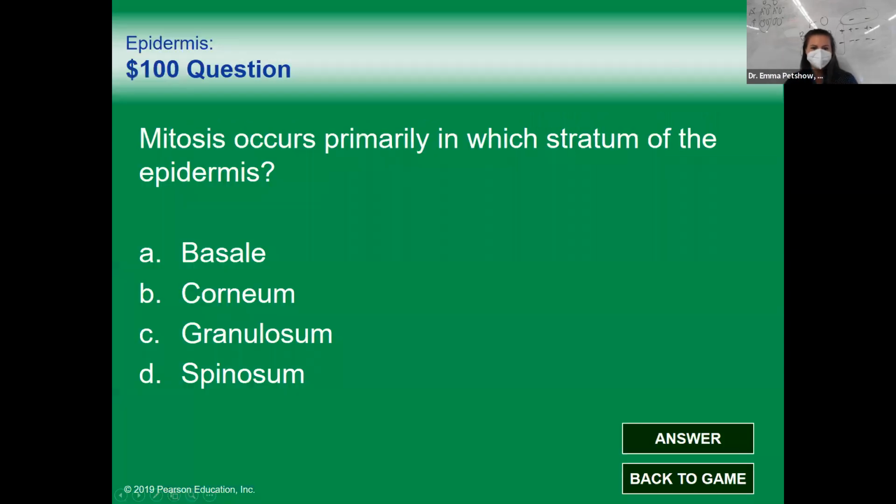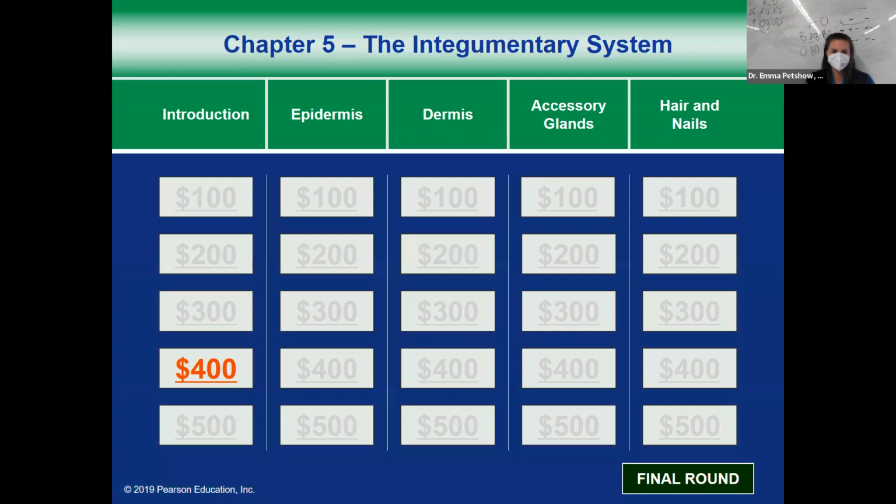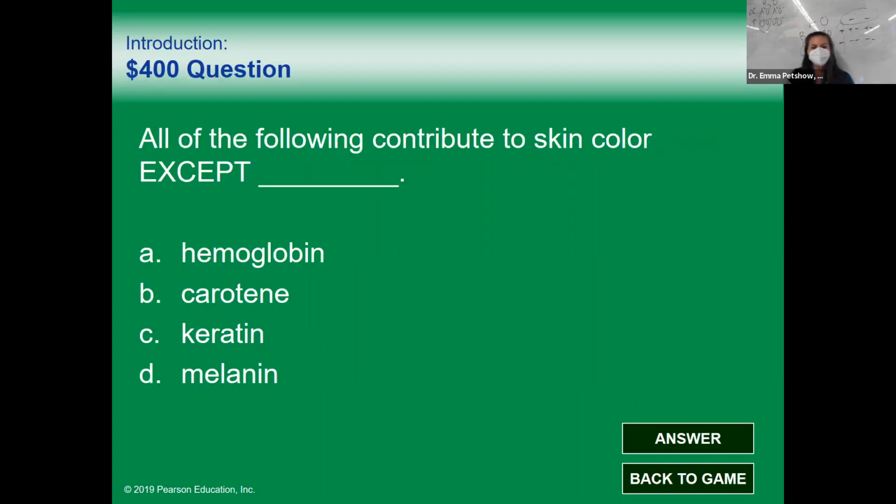Epidermis 1, okay. Mitosis occurs in which stratum? We know that. If you don't, it's okay. Basale, corneum, granulosum, spinosum. Where do cells divide? Where are the stem cells? Basale.